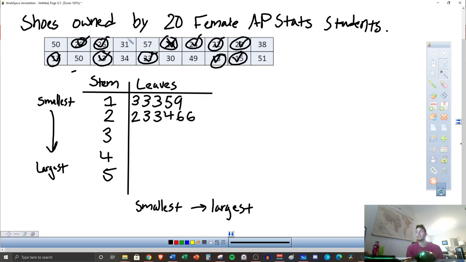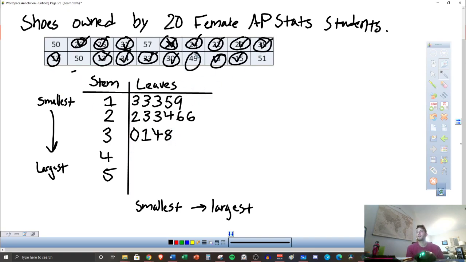Let's keep it going. Let's do the 30s. Here's 31, 34, 30, 38. There they are. So let's start with the 30. I'll put a 0. Got it. 31. Got it. 34. Got it. And then 38. Got it. And I didn't miss anything.